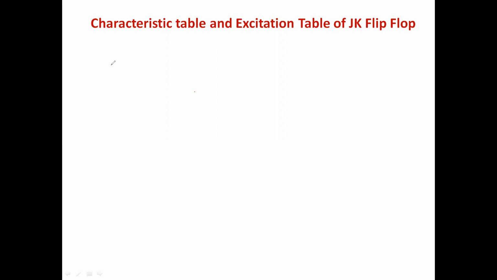Before going for the characteristic table, we should know the truth table for JK flip-flop. I'll just write the truth table for JK flip-flop. It is having two inputs, J, K, assuming the clock is equal to high. Output of JK flip-flop, I will take as Qn plus 1, that is nothing but the output of the next state. Since I'm having two inputs J and K, I will be having four combinations of inputs, that is 0, 0, 0, 1, 1, 0 and 1, 1.